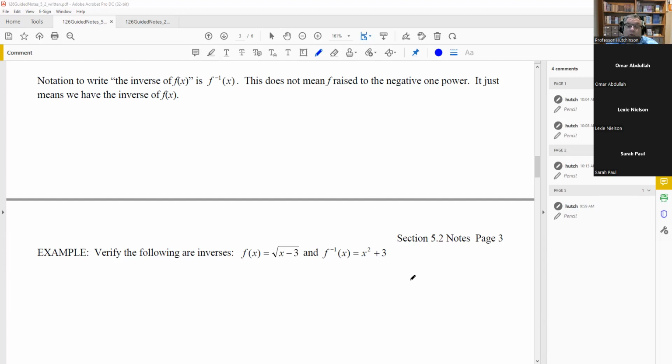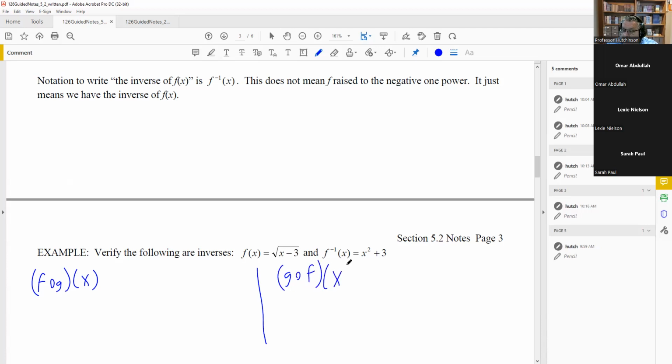Okay, so the next one, we have another one. We're not going to graph this one here. We're just going to verify that the two are inverses. This next one is going to be algebra only. And again, the way you show something's inverses is you have to show f of g of x, and you're going to do g of f of x. Okay, so we'll do that next.